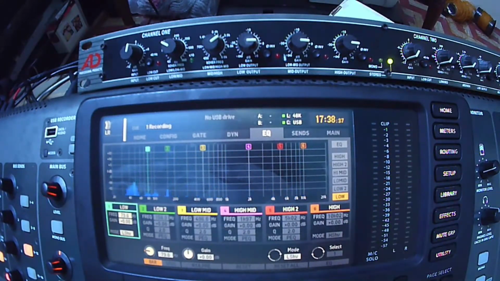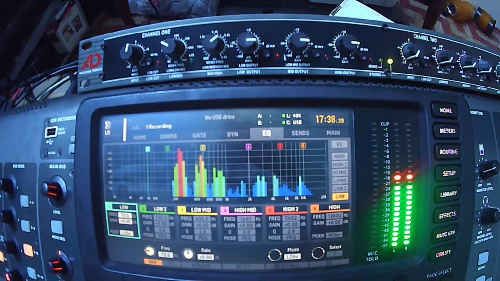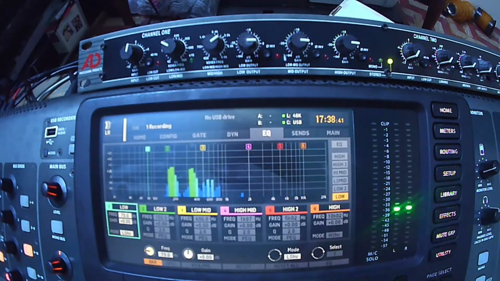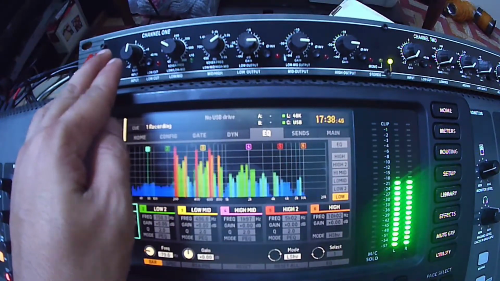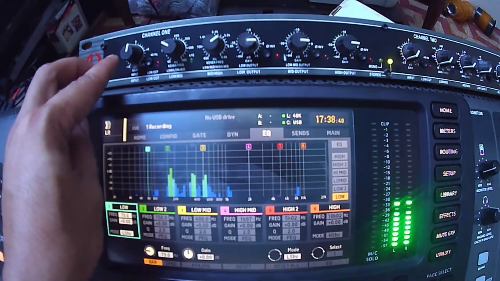Sumunod na naman. Now, last but not the least is remember that we have the button at the rear of this panel, which is multiplier for the crossover frequency.